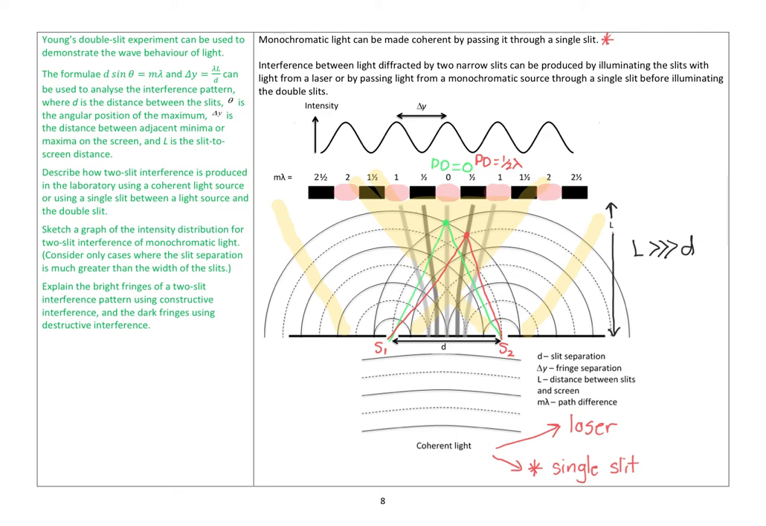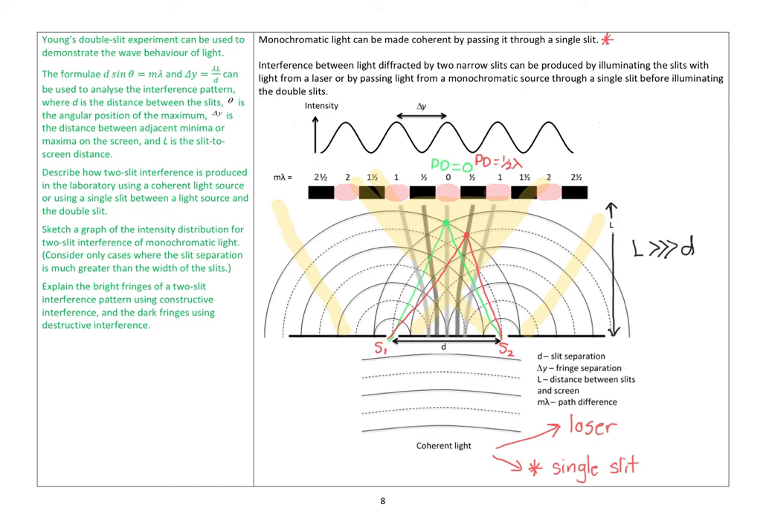So just for completion, D here is the distance between the two slits. Delta Y is the separation between two light fringes or two dark fringes. L I've already talked about, it's the distance between the slit and the screen. And m lambda is the path difference, which is what we were talking about here.